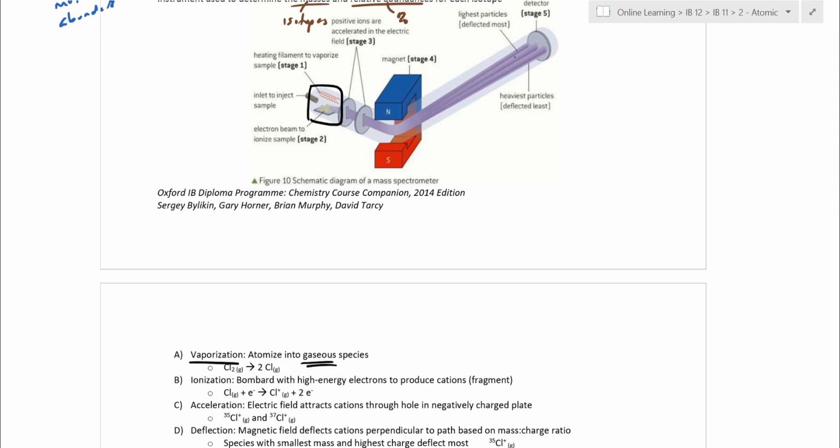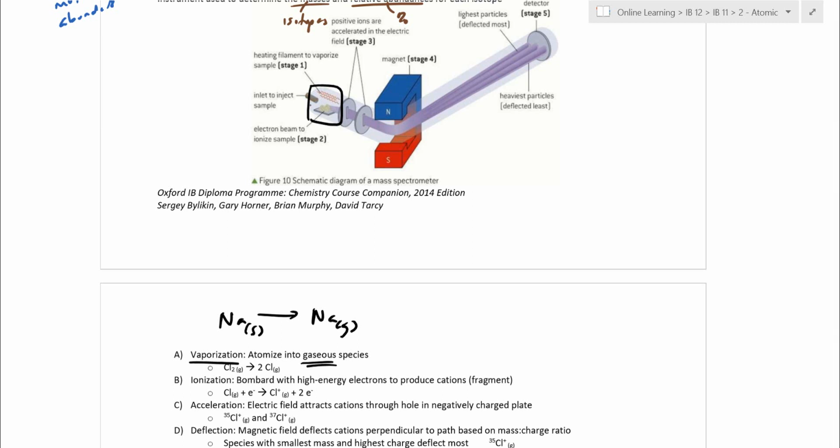If I was analyzing, let's say, a sample of sodium, sodium starts off as a metal, a solid. I'd heat it up enough to atomize it into a gas. Great, that's the first step. At least it's a gas of the sodium metal. Now it's ready to run through the rest of the device.